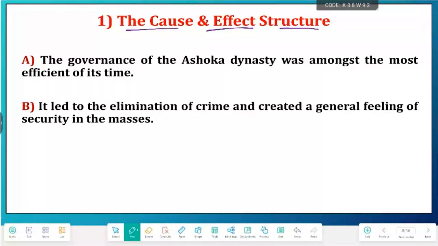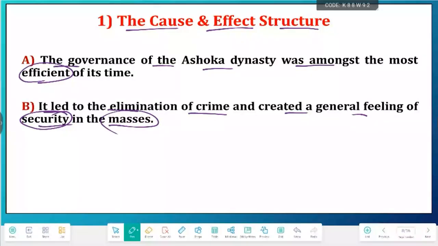Let's look at this through an example. As you can see on your screens, statement A. What is statement A saying? The governance of the Ashoka dynasty was amongst the most efficient of its time. Clear? What is the second statement saying? It is saying it led to the elimination of crime and created a general feeling of security in the masses. Are you getting the point? I hope that you have understood both the statements.